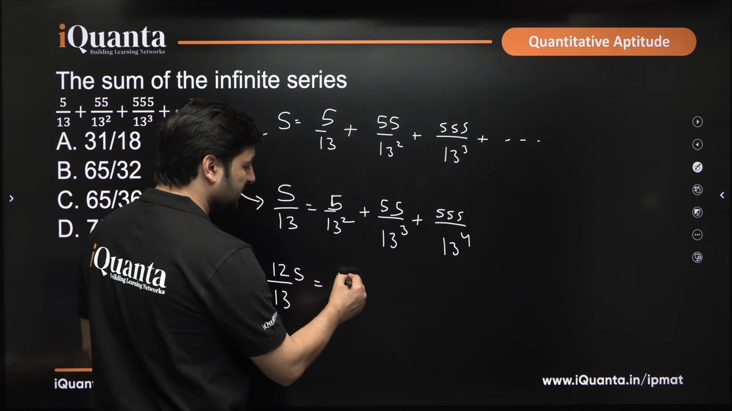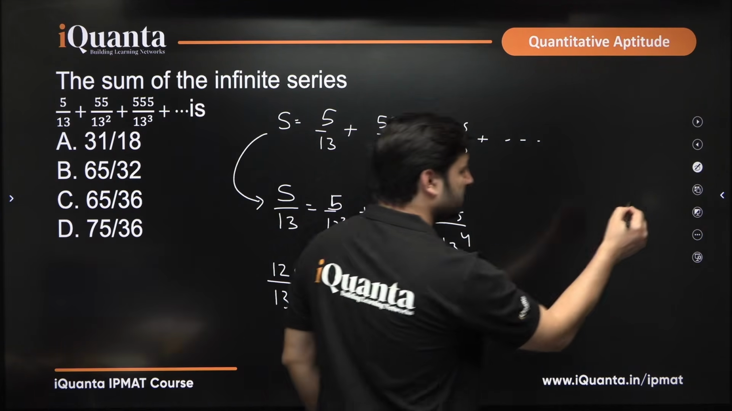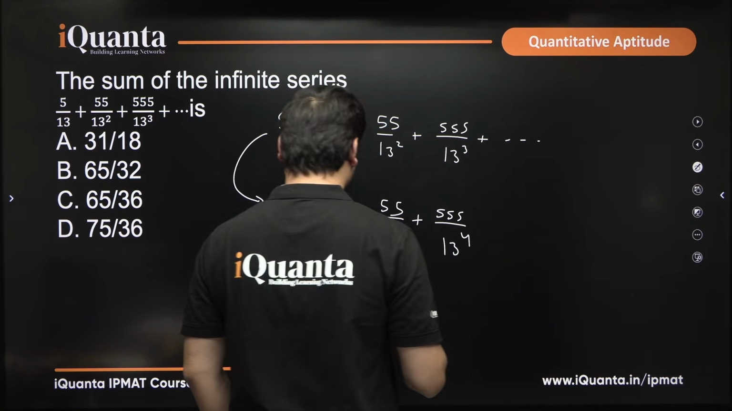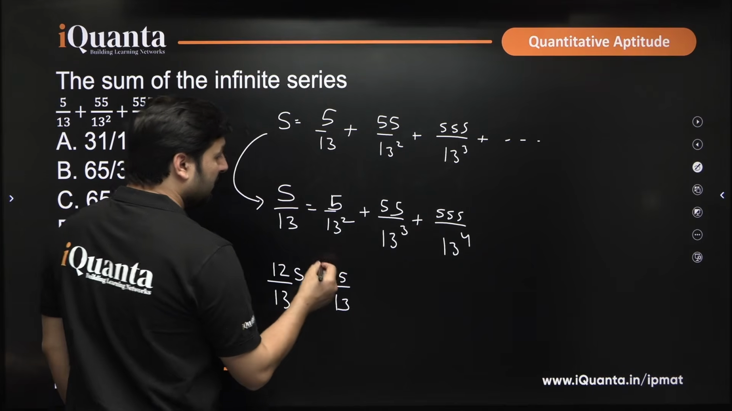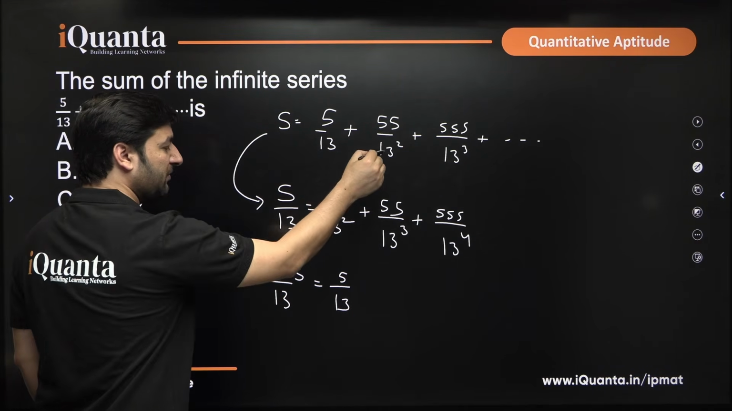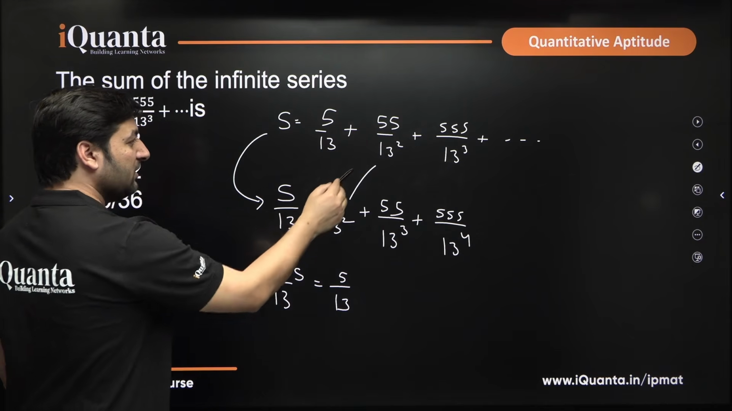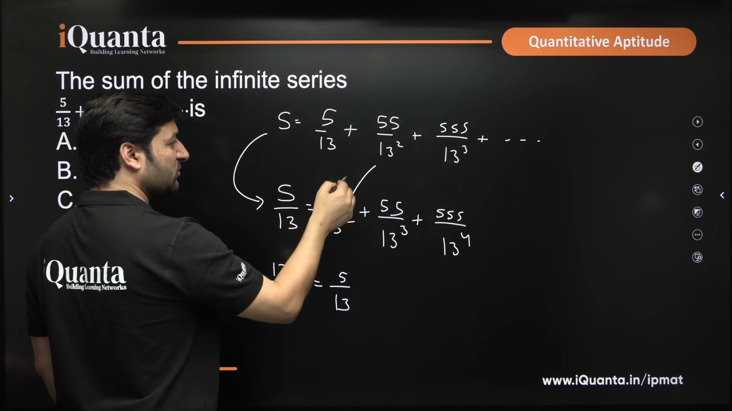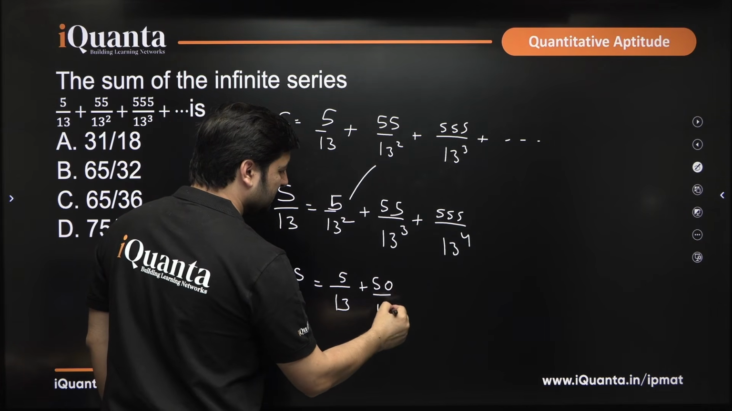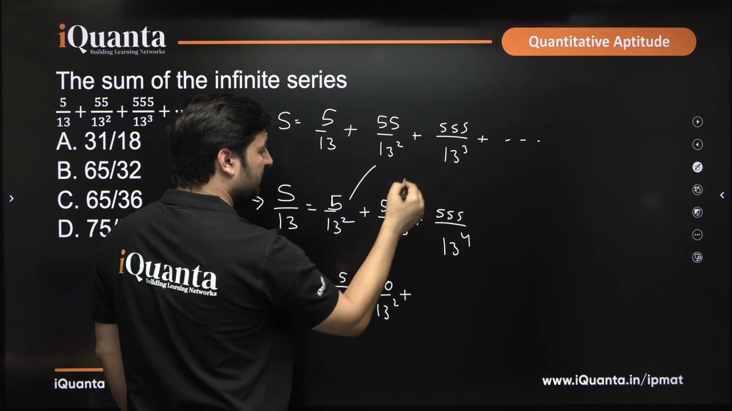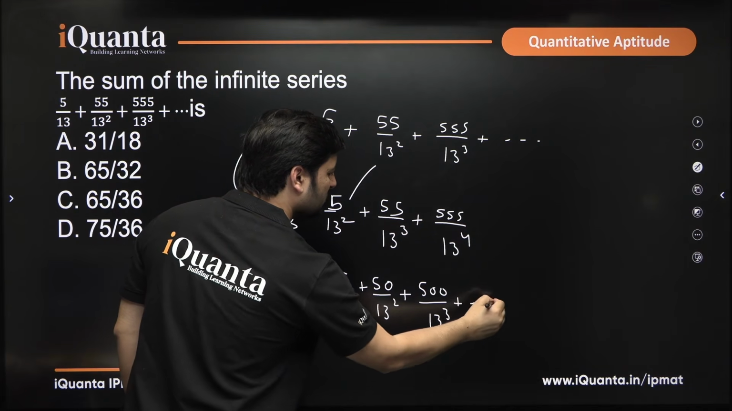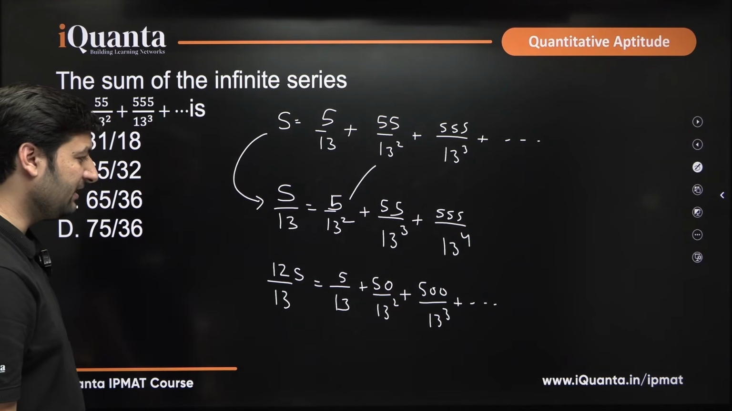Okay. This is 5. Do not get confused between 5 and S. So, 5 by 13. We see that 55 by 13 square and 5 by 13 square. From 55 by 13 square, we can subtract 5 by 13 square. The denominator is the same, 13 square, so numerators will be subtracted. 55 minus 5 is 50, so 50 by 13 square. Then 555 minus 55, that means 500 by 13 cube, and so on. This is what we are going to get, right?